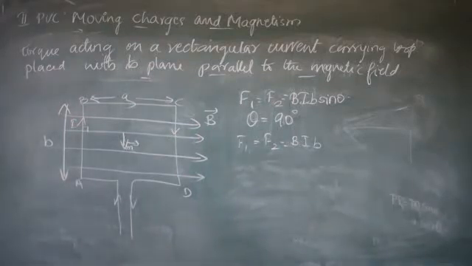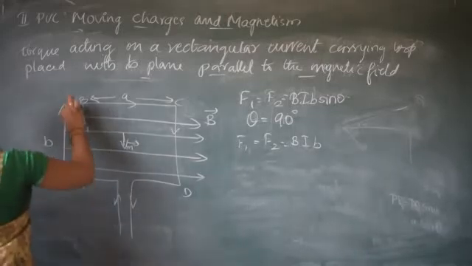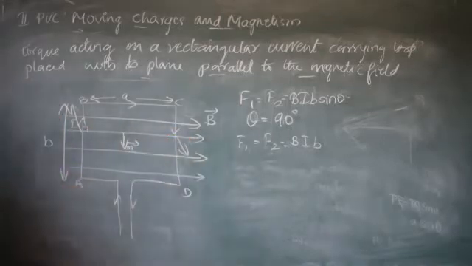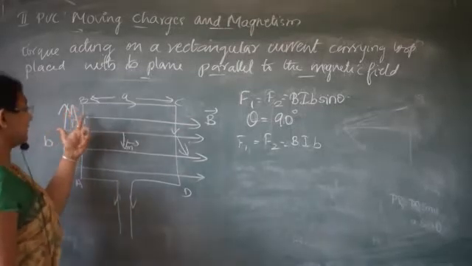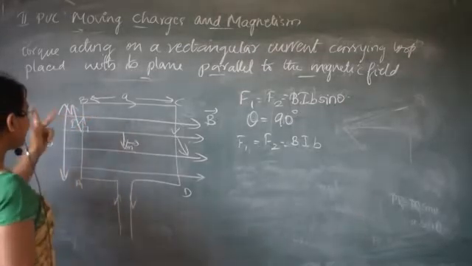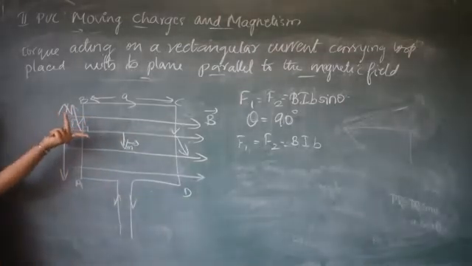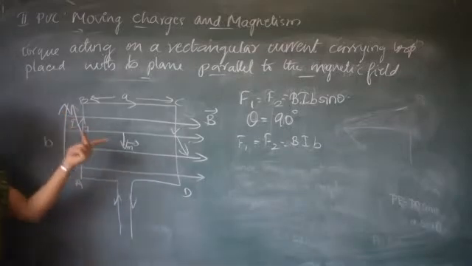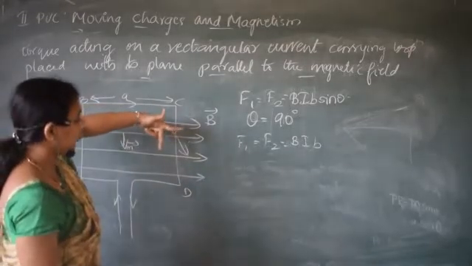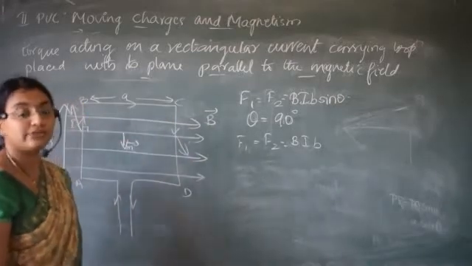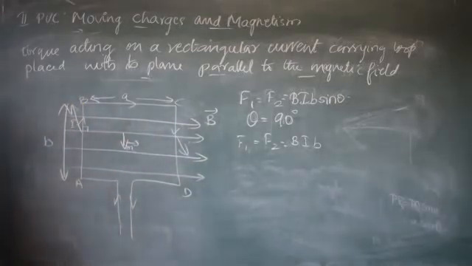So F1 is equal to F2, they are the same. Both are acting out of the paper. The force is acting out of the paper using Fleming's left hand rule. We have to use Fleming's left hand rule. So it is acting out of the paper, here it acts like this, out of the paper. So F1 is equal to F2 is equal to BIb.